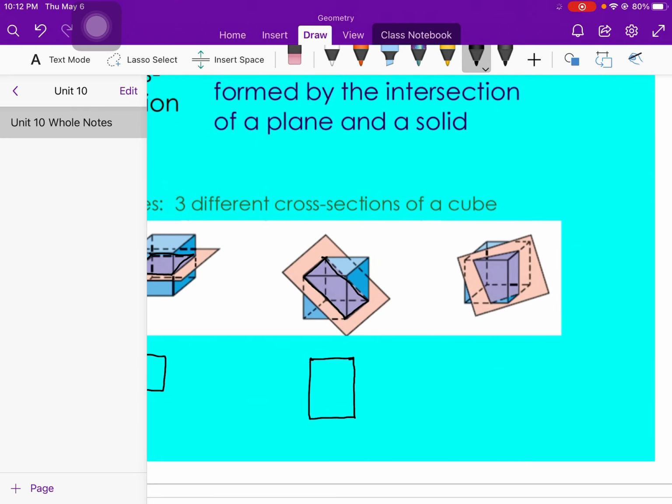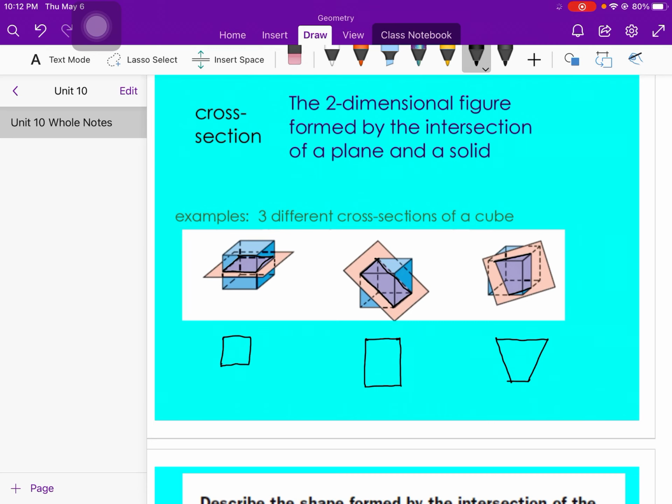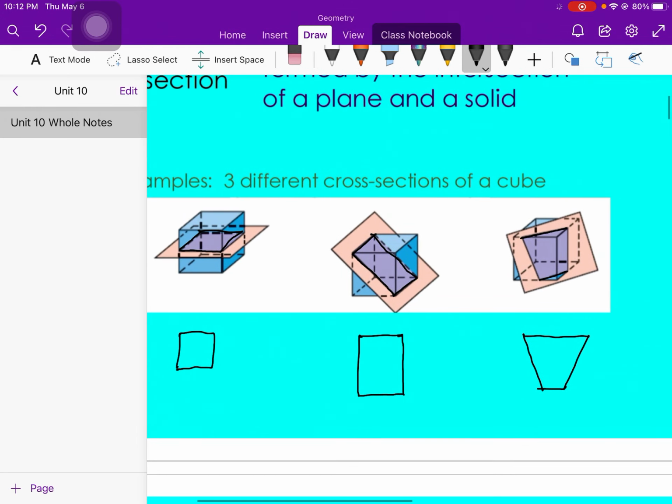And then the last part, imagine that we intersected the top and the bottom of the cube, but this top part is actually a little bit longer than the bottom piece, so this actually forms a trapezoid. So just with that one three-dimensional figure, that cube, intersecting it in different ways, we can create multiple shapes out of that.